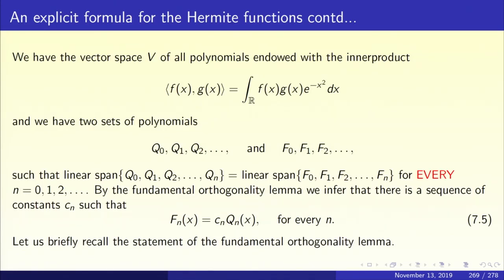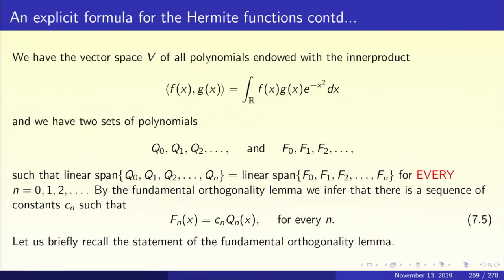So, in this real vector space, we have two sets of orthogonal polynomials, namely q0, q1, q2, etc. and f0, f1, f2, etc. In the last slide, we proved the orthogonality of q0, q1, q2, and in the previous slide, we proved the orthogonality of f0, f1, f2, etc. So, now we have two sets of orthogonal polynomials.